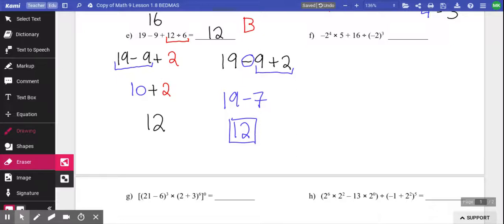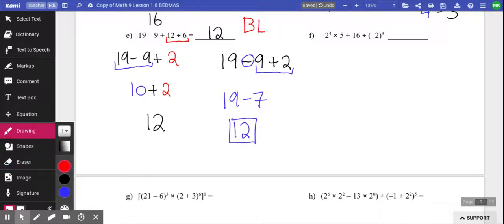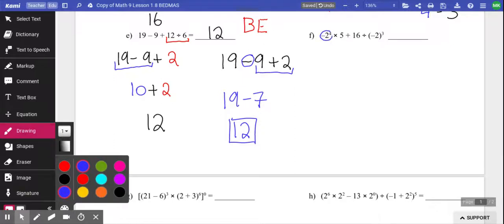Second thing in BEDMAS, E for exponents. That means you need to simplify anything that has an exponent, and we do have 2 different exponents here, like 2 different powers. The first one is right here, -2 to the power of 4. It's been a little while since we've done exponents, but remember that the base has to be in brackets if you want the negative to be a part of the brackets. What this is really saying is negative and then 2 to the power of 4. So if you want to calculate that, it would be -2 and then 2 to the power of 4 would be 2 times 2 is 4 times 2 is 16.